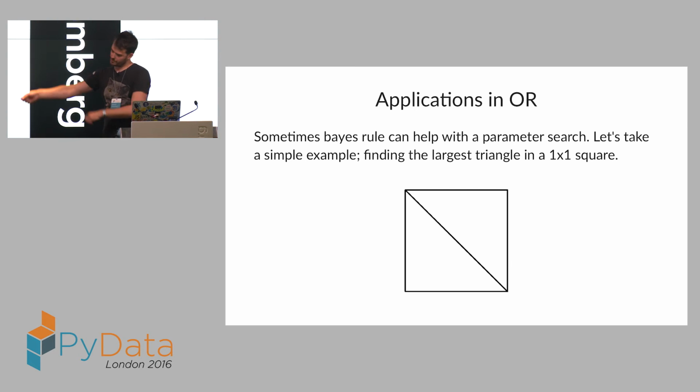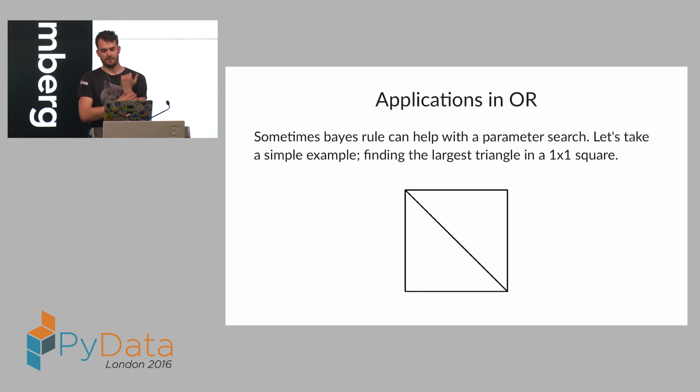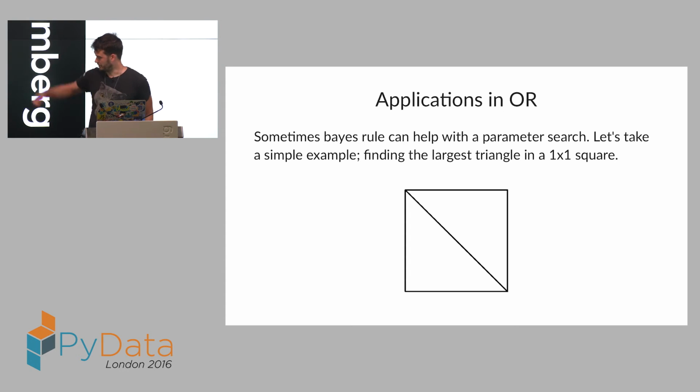So let's pick a very silly example. Suppose I have a 1x1 square, and I'm interested in finding the largest triangle. This is very easy if you're a human, because you just know top, middle, and left, and you can make a triangle appear that's huge. But if you tell this to an OR algorithm, it needs to figure some stuff out.